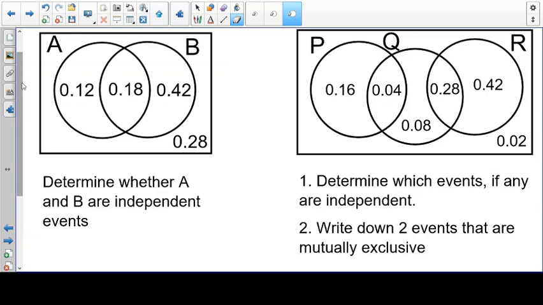Okay, so first one, the probability of A times B is 0.18 and the intersection is 0.18, so therefore A and B are independent. Second one, the probability of P times Q is 0.08, so those aren't independent. The probability of Q times the probability of R is 0.28, which is the same as the intersection. So Q and R are independent of each other. So P and Q are not independent, R and Q are independent, and the two events that are mutually exclusive are P and R.